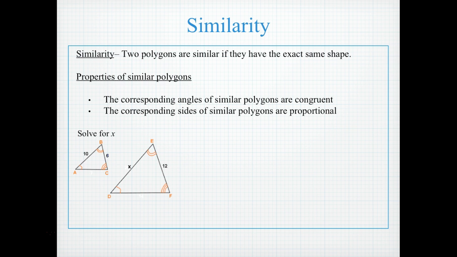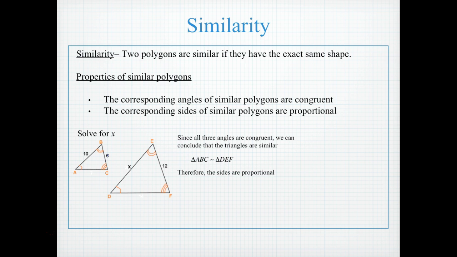So in the example here, we're going to have to solve for x. If you notice, all three angles: angle A is congruent to angle D, angle B is congruent to angle E, and angle C is congruent to angle F. Since all three angles are congruent, we can conclude that the triangles are similar. Therefore, their sides are proportional.